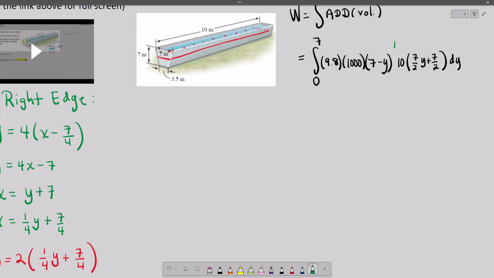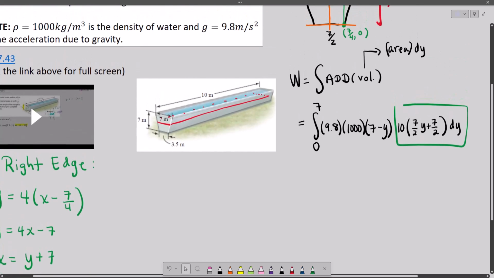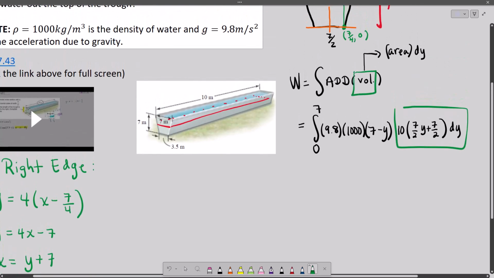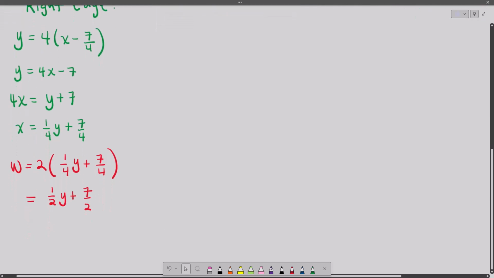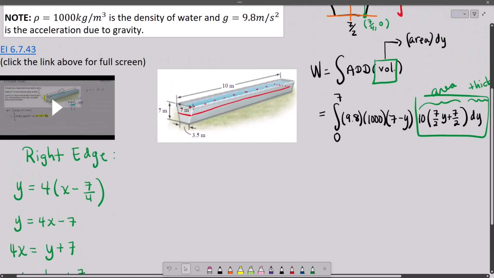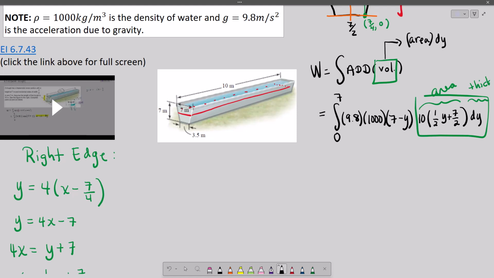So all of this right here, that is volume. So volume is area multiplied by thickness. I thought it was 1/2 Y plus 7/2. Oh, yeah, I don't know why I put 7/2. Thank you. 1/2 Y plus 7/2. There we go. Perfect. So that's the hard part, getting it set up.